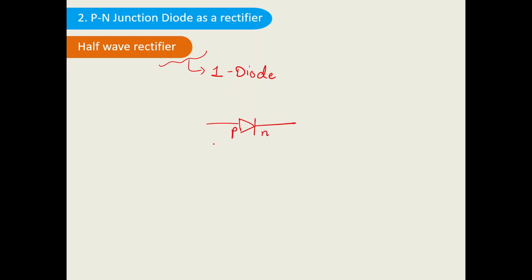Okay. So I can say it is the forward bias whenever the positive is connected to the positive terminal of the battery and the negative is connected to the negative terminal of the battery. This is the forward bias condition of a PN junction diode.